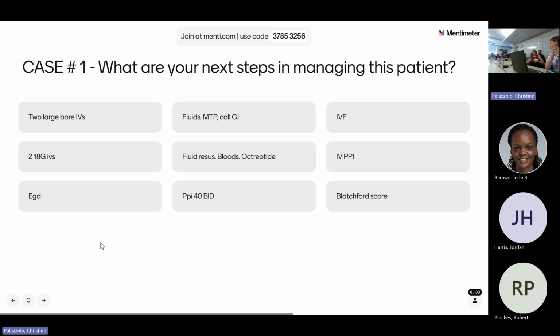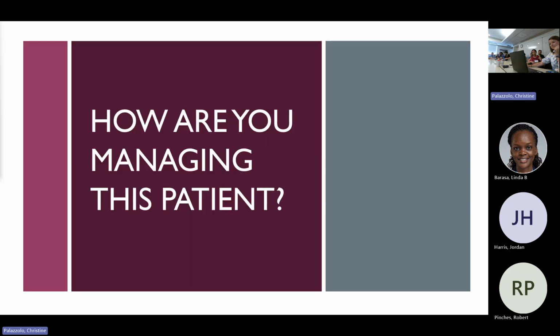Okay, someone said Blatchford score. What's that? Glasgow-Blatchford. Okay, all right, nice. All right, what else do we have? Type and screen. Okay. Anyone want to upgrade him to the ICU? Yeah, let's do that, okay. All right, so we have your basic care: 2 large-bore IVs, fluids, blood, PPI. Okay, and type and screen, important. EGD, call GI, yes, definitely. All right, let's go back.